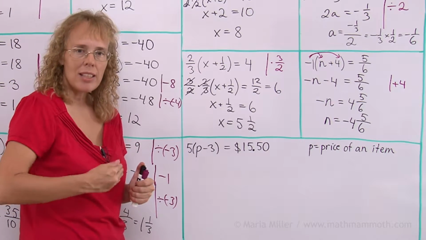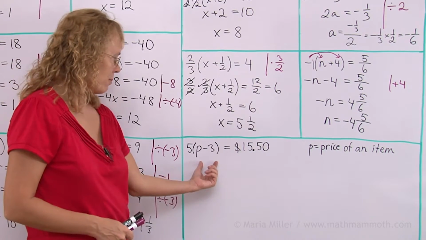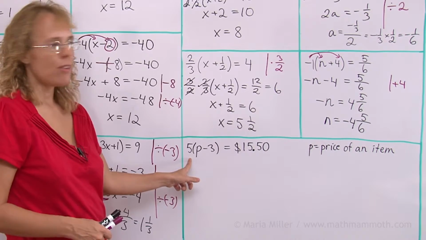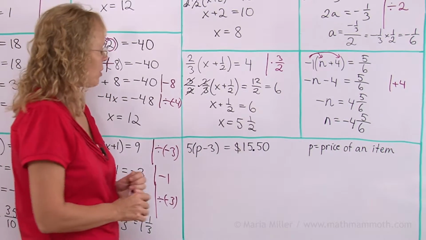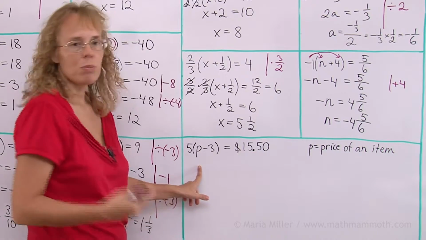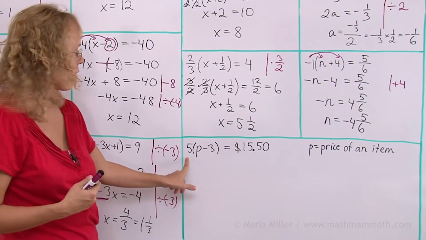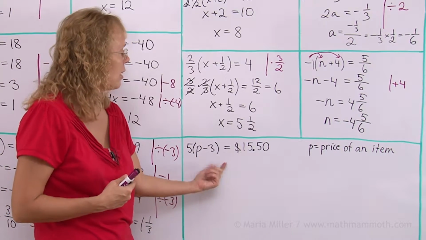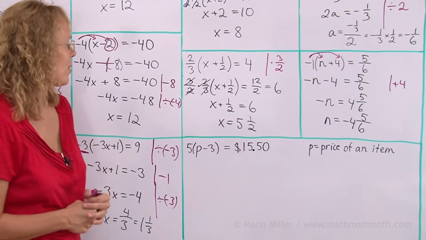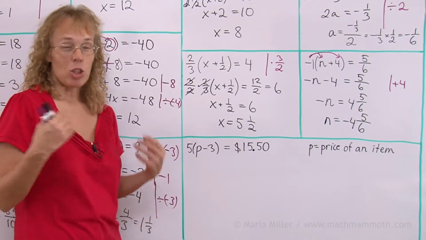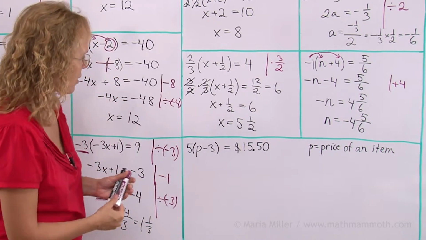So the price is reduced by $3 first of all, and then that is multiplied by 5 equals that amount. So we could have an item whose price is reduced by $3, and somebody buys 5 of them, right? 5 times that reduced price, and then the total bill is $15.50. And the question would be, what is the price? I mean, the original price before it was reduced by $3. What is the original price?